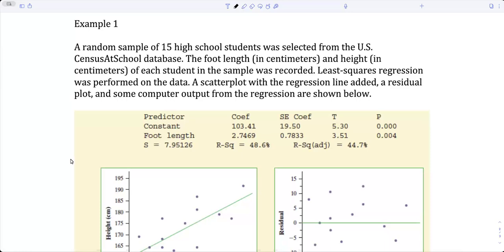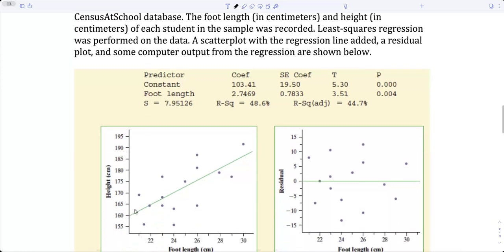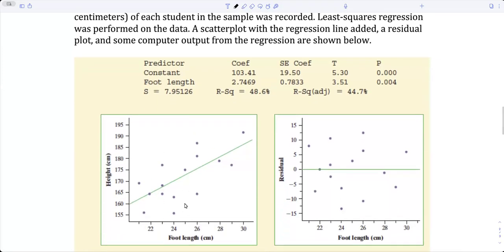So I have some data. I also have an original scatter plot here. What type of relationship is there between foot length and height? Positive or negative? Positive. Linear or non-linear? I would say it's linear.